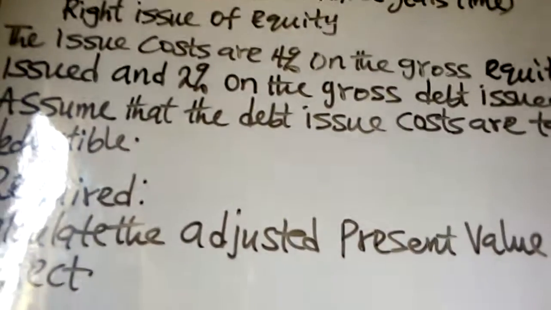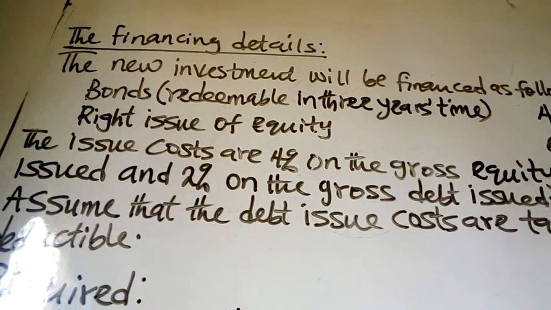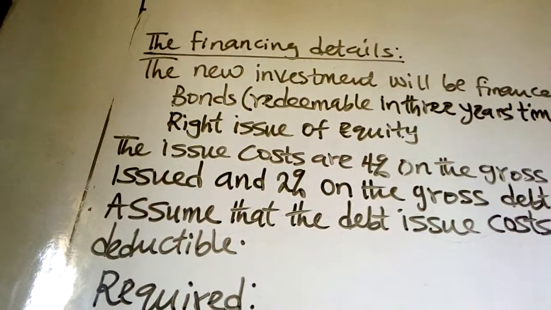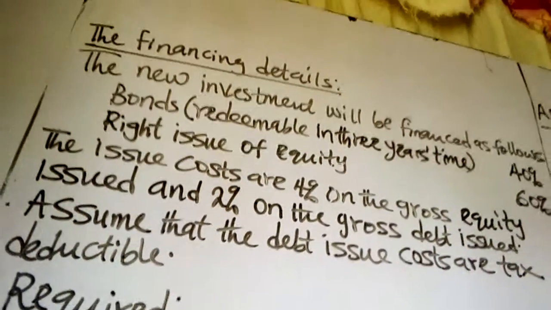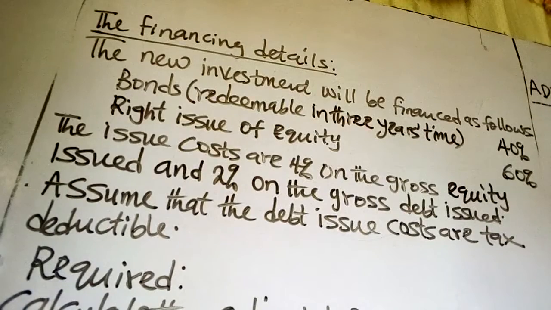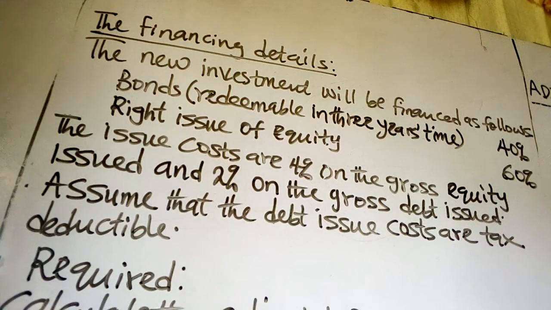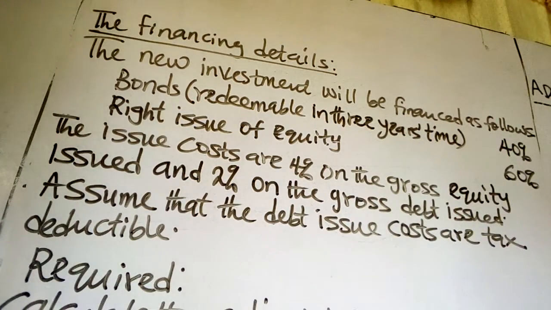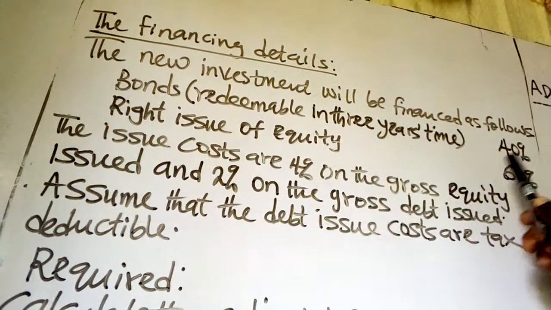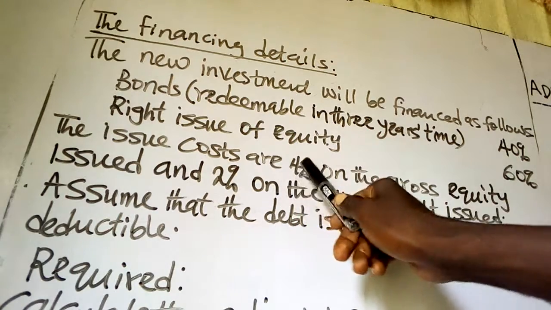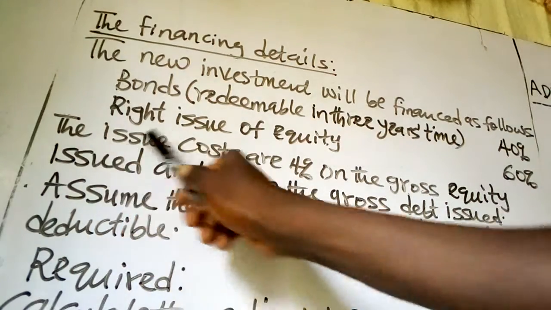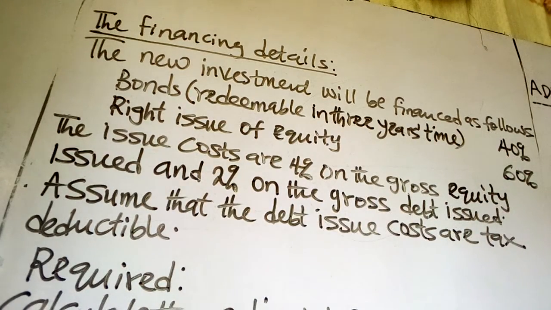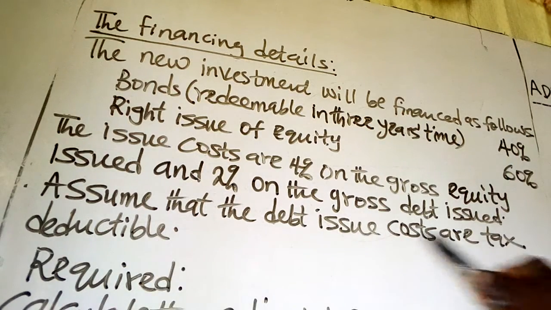Continuation of the question. You are given the financing details. The new investment will be financed as follows: bonds, redeemable in 3 years' time, 40%; rights issue of equity, 60%. The issue costs are 4% on the gross equity issued and 2% on the gross debt issued. Assume the debt issue costs are tax deductible. You have been told that debt issue costs are tax deductible.